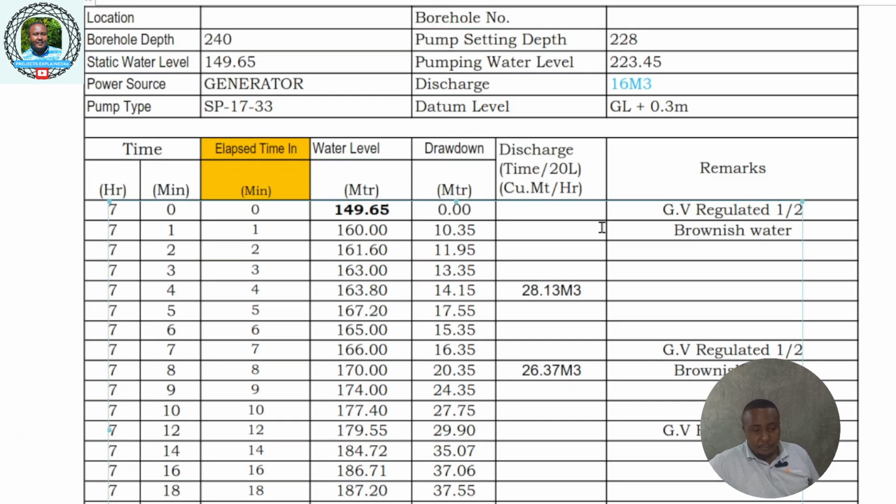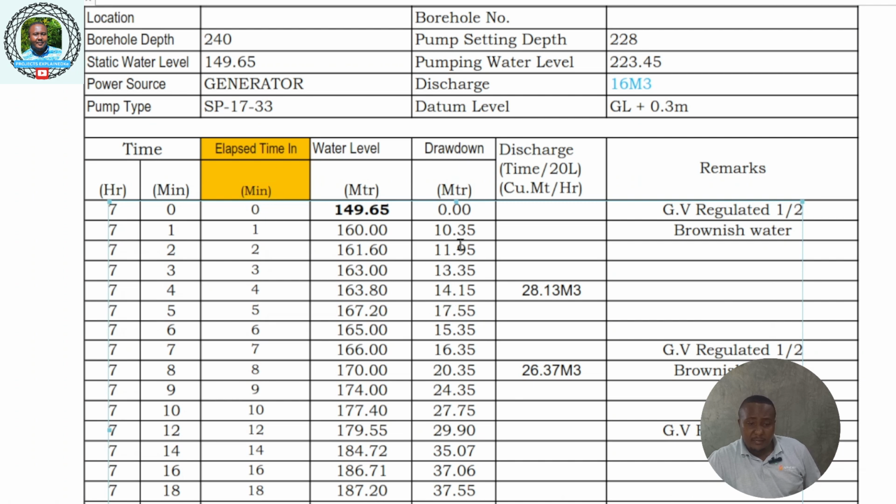Then they started at 7, and you see they record in minutes. See, this was the static water level. Then they started pumping, and at this point the gate valve was half opened, and the water coming out was brownish in color. They will monitor this up to 24 hours, recording the depth as it goes down. And this is the drawdown.